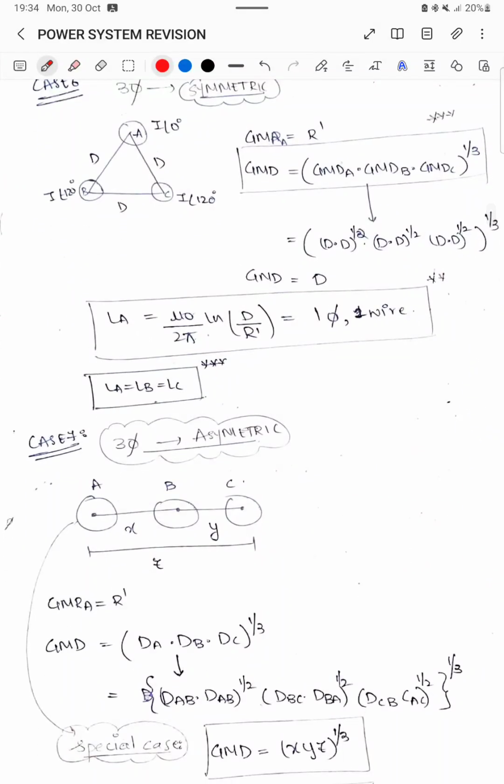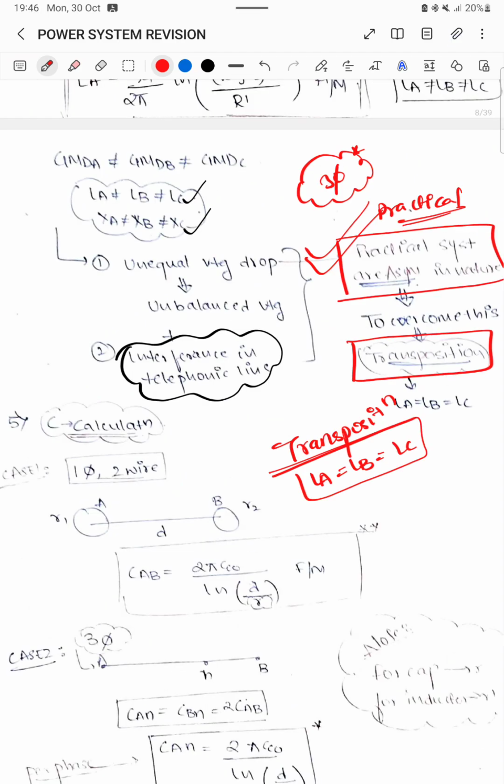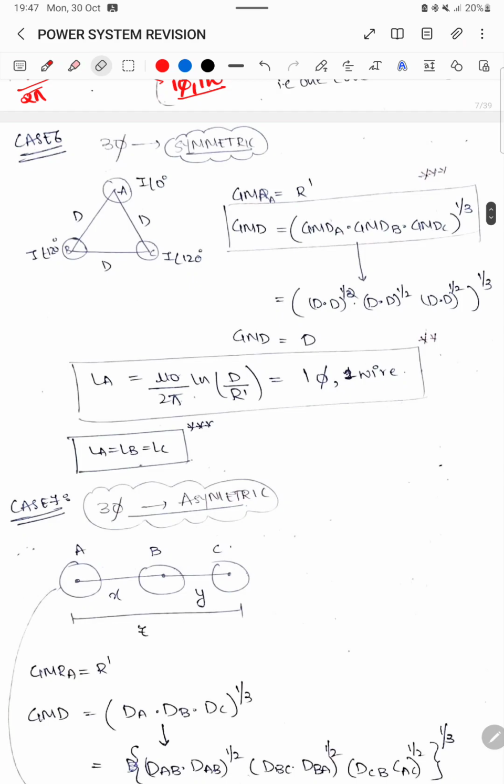So symmetric case in 3 phase. Let's get started with the 3 phase network. In that there will be 2 cases, symmetric and unsymmetric. When the phases are at equal distance from each other, here for example D, D, D, then we call it symmetric. And when the distances are different, we call it asymmetric. In both symmetric and asymmetric, GMR will be the same. The trick lies in the GMD calculation.